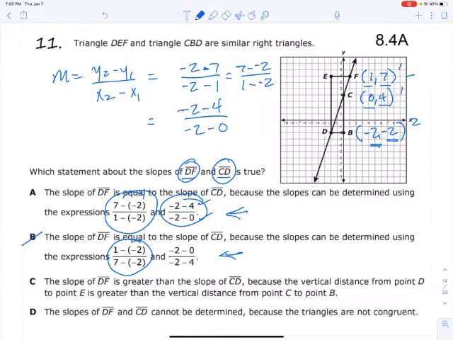So it says the slope of line segment DF is equal to the slope of line segment CD because the slopes can be determined by using the expression. And then we've got those 2. So A is the correct answer.